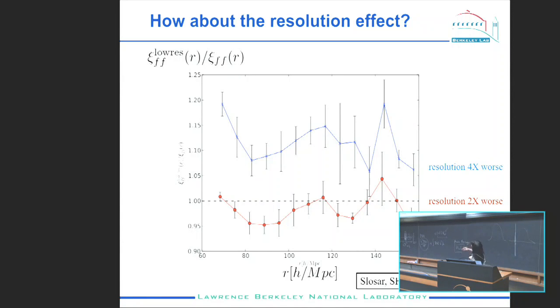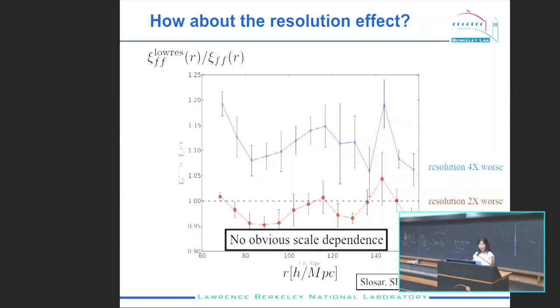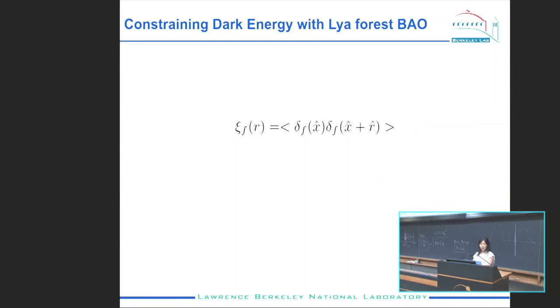And we realized that we cannot go much, much worse if you change the resolution too much. If it gets a lot worse, then you might actually start imprinting some scale dependence there. You don't want to introduce a BAO peak, basically, no matter what you do. So you want to make sure the resolution of your simulation is enough that it doesn't change where the BAO peak might be. So the first check: no obvious scale dependence, that's good.